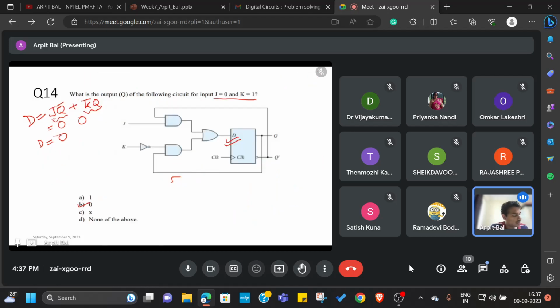And the last question was related to figuring out the equation for the D flip-flop. Okay, and once you figure it out, it becomes simpler, right? Because the initial state, the J and K values, are given to you. Okay, so these were the set of questions that I thought of covering today.